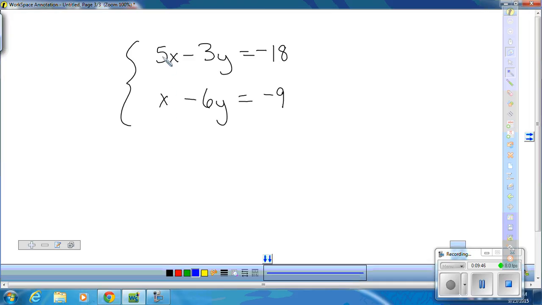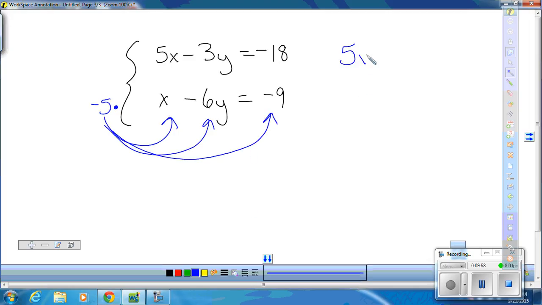So if this is positive 5, I need this to be negative 5. So I want to multiply everything by negative 5. The first equation I'm not changing. It's going to be 5x minus 3y equals negative 18. But I'm going to distribute negative 5. So this is going to be negative 5x. Negative times negative is going to be positive 30y. And negative times negative is going to be positive 45.